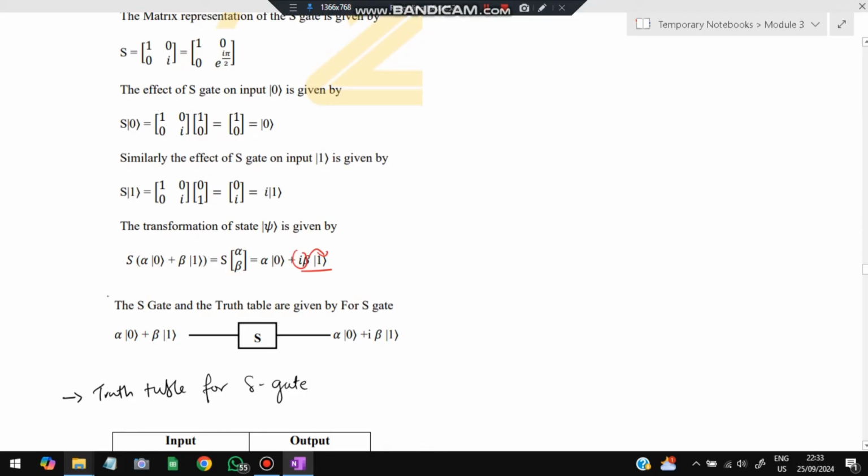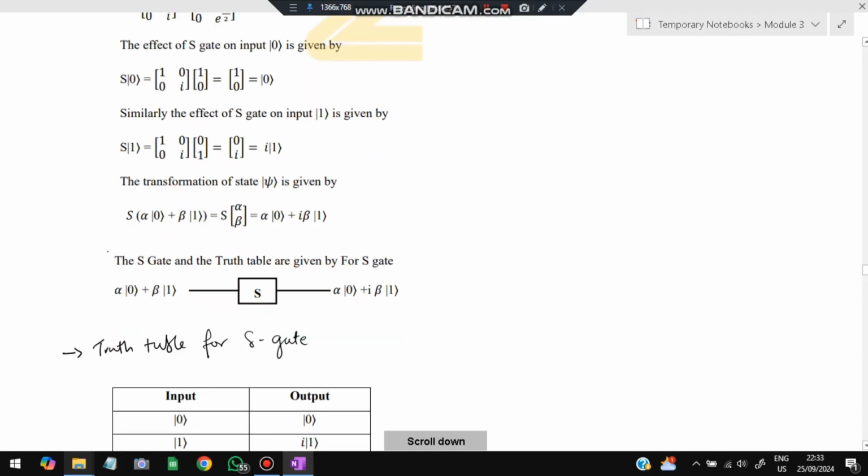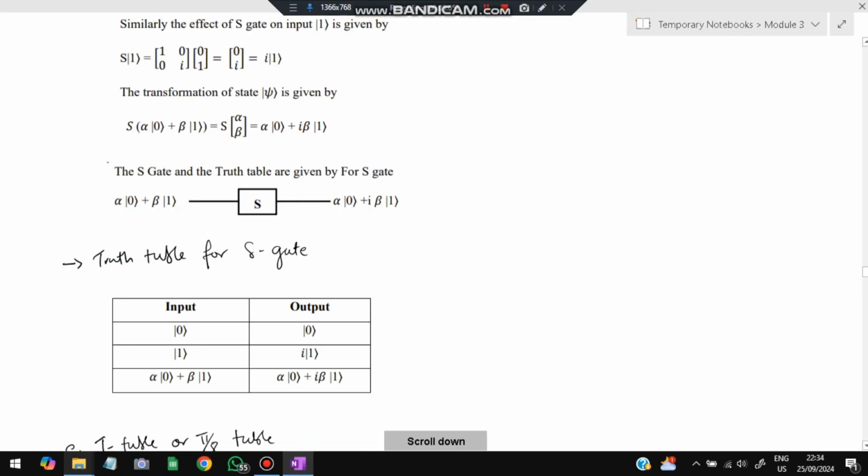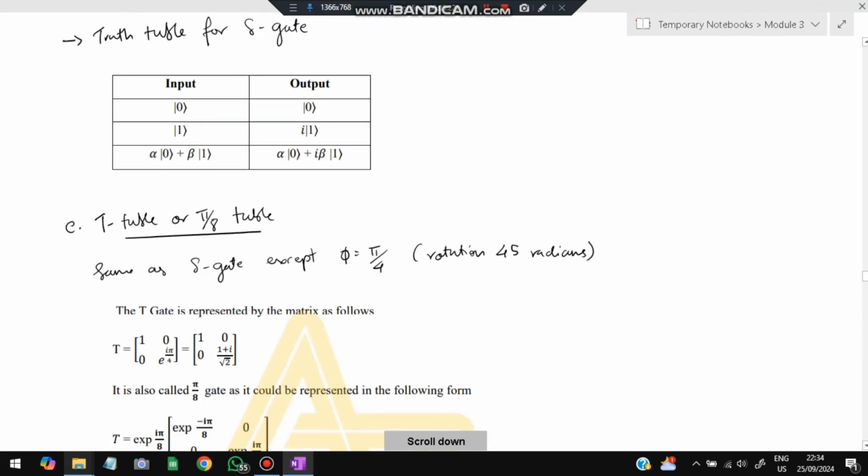Okay, and the truth table and the circuit diagram are also similar to the one which is given here, alpha 0 plus beta 1, and it's passing through the S, and we'll be obtaining alpha 0 plus i beta 1. Okay, and the truth table is the condensed form of the equations which are given here. 0 will remain 0 and 1 will turn to i1, since it's associated with 1, i will be coming here, and alpha 0 plus beta 1 gives alpha 0 plus i beta 1. Okay, so the last one we have is the T gate or the pi by 8 gate.